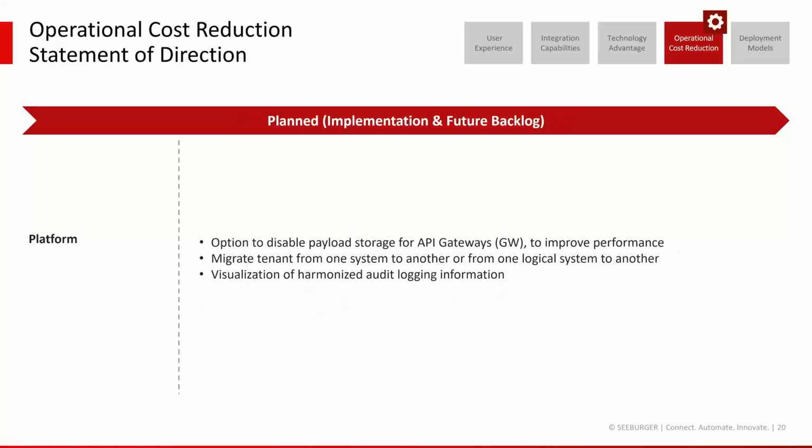What else have we planned around this topic of operational cost reduction? We've added an option, or we are adding an option, to disable the payload storage in the API gateway, so that this becomes an even smaller footprint and improves the performance. So that payload is basically just streamed through the gateway and not actually persisted.